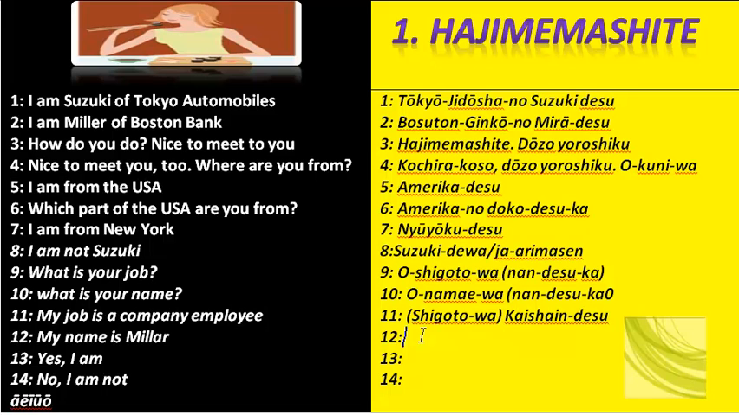Right, number 12. My name is Miller. Now again, can I ever have namae? Namae wa, as for my name. And we've got mi ra. Now for the this we need long vowel, ladies and gentlemen. Here we go. So let's copy that over, put it in there like so, and then this.